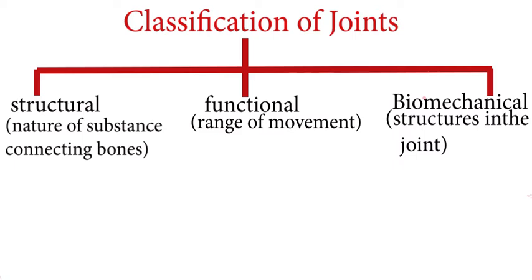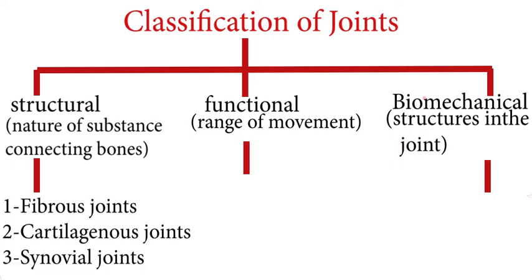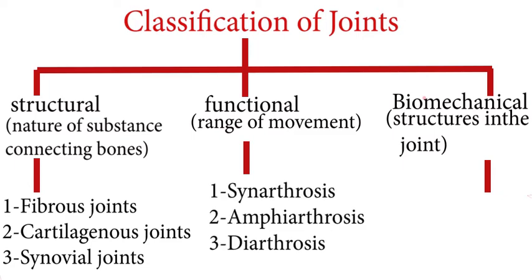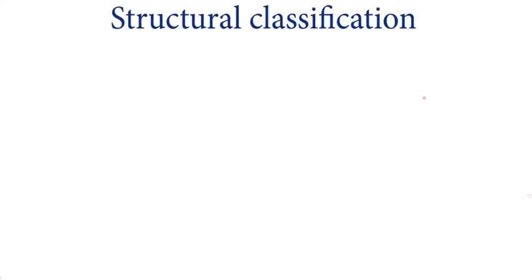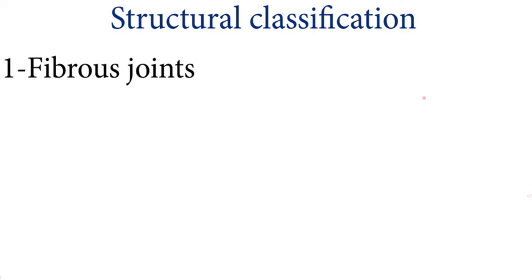Each of these classifications further includes three types. In structural classification, there are fibrous joints, cartilaginous joints, and synovial joints. And functional classification includes synarthrosis, amphiarthrosis, and diarthrosis. And biomechanical classification includes simple joints, compound joints, and complex joints. Let's do a detailed study of each type of joint, starting with the fibrous joints.